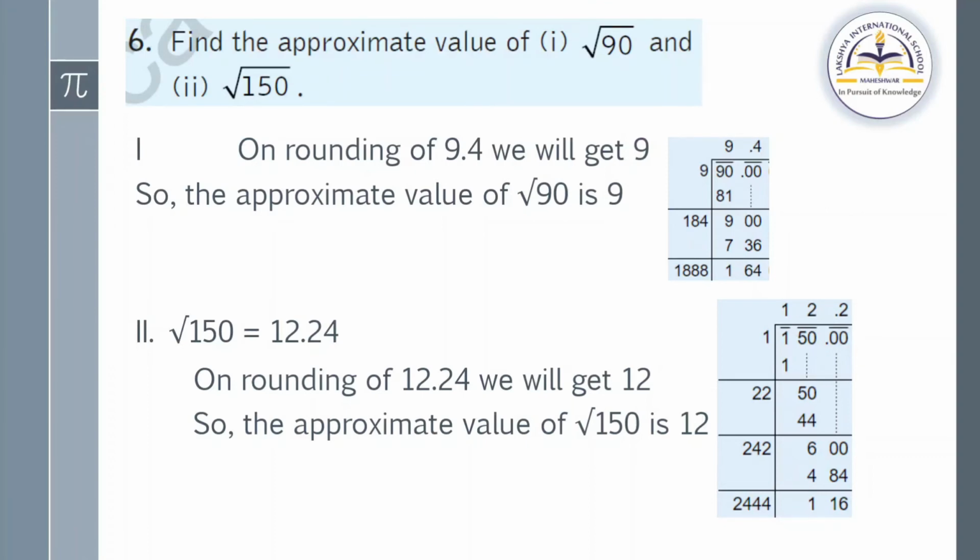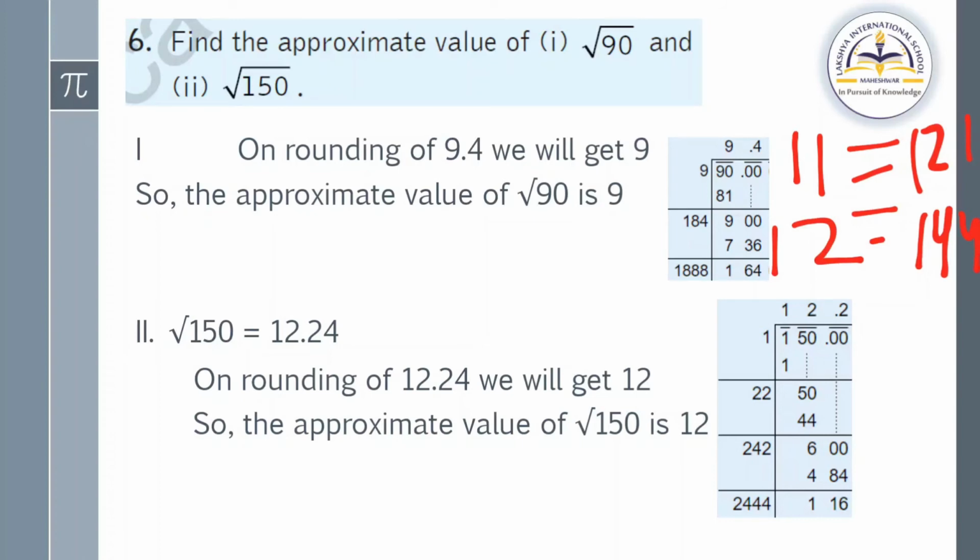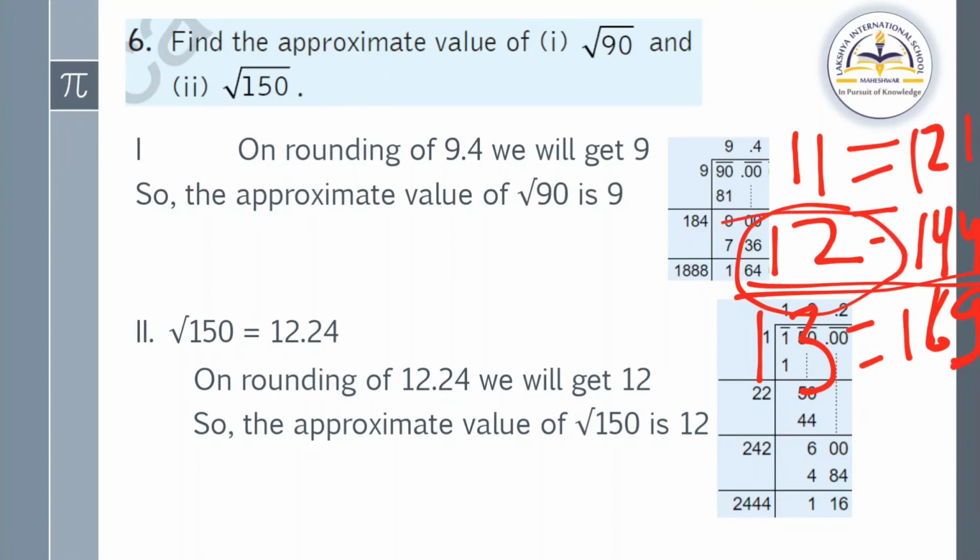Now question number 2, 150. You know the square of 11 is 121 and the square of 12 is 144. So you can easily see this, the square of 13 is 169. So which is the nearest value to 150? That is 144. So 12 is the approximate value. Okay, so the answer will be 12.